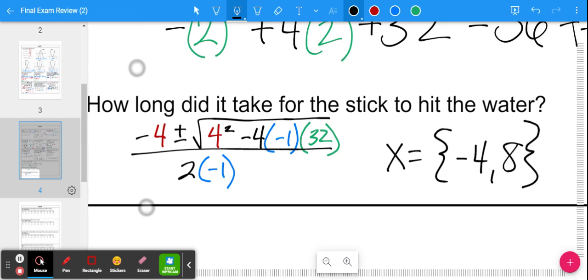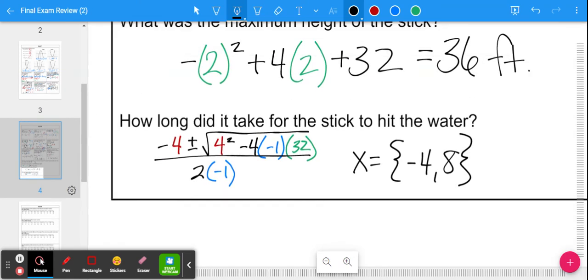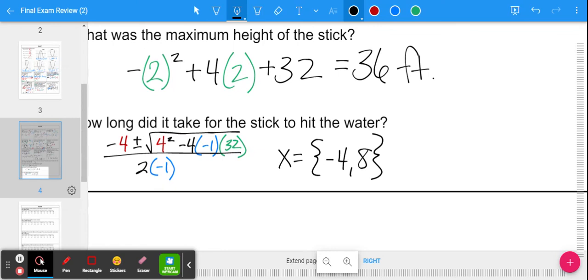So we have to go back to the question and make sure it makes sense. So it says, how long did it take for the stick to hit the water? The stick's not going to hit the water at negative 4 seconds, so the 8 has to be our solution. So 8 seconds, and that stick will hit the water.